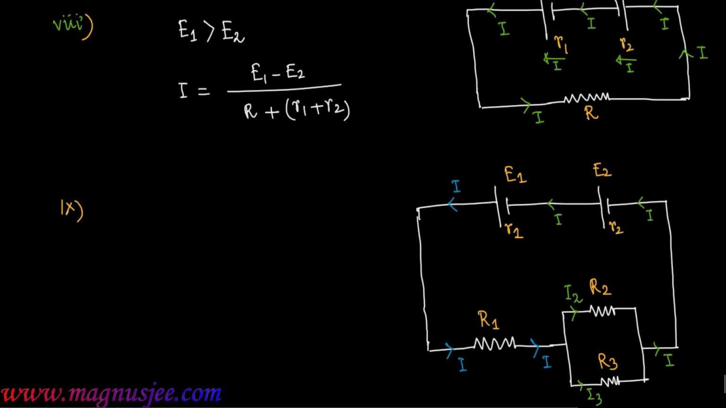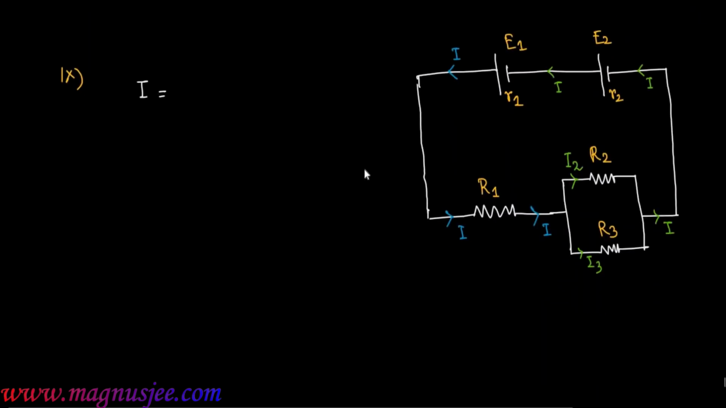We can denote the direction of current, main current I, in this way, and we have to know the expression of main current I, and of I2 and I3. I2 is the current flowing through the resistance R2.